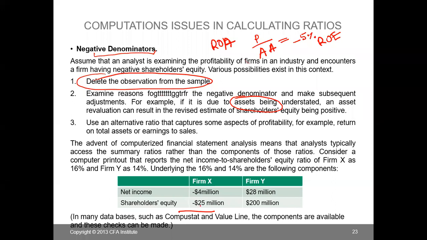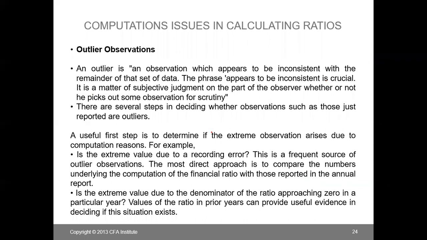But in the financial ratios from the computed data, if you get the net income negative and the shareholders' equity negative, and you do not have the background information in the database, you do not have the actual financial statements, then you have no solution. You can either delete the observation, or you can make an alternative ratio. Okay, so these are some issues for the negative denominator.